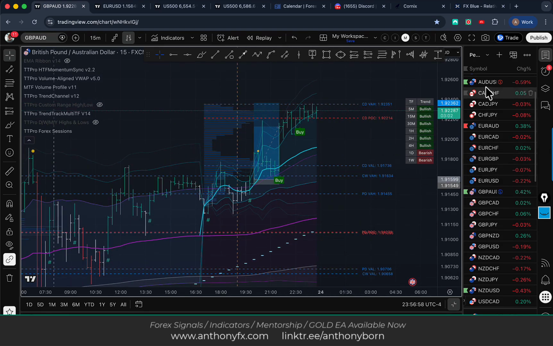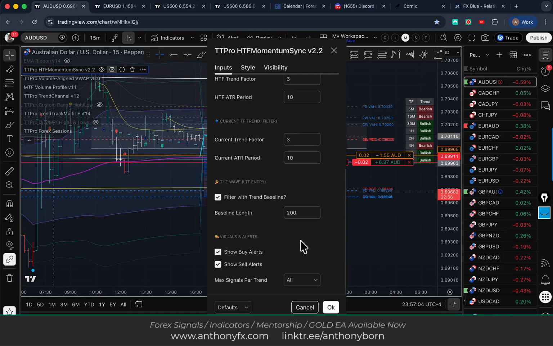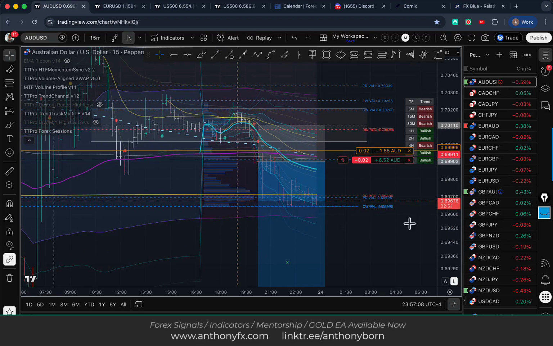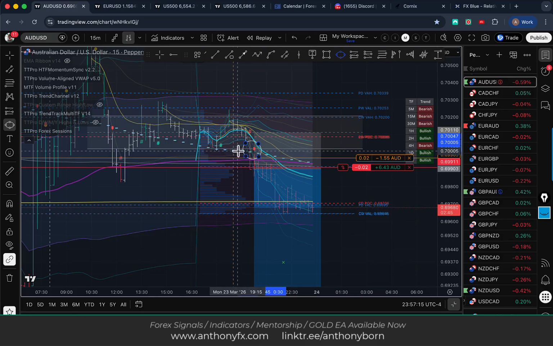And the Aussie dollar, did we get a sell signal from the momentum sync? Actually, you can include all of them. No, we didn't. But what we did get, this is the trade I'm in, we got this signal here. That red down signal is the breakout of this blue dotted line. That's a really good signal.